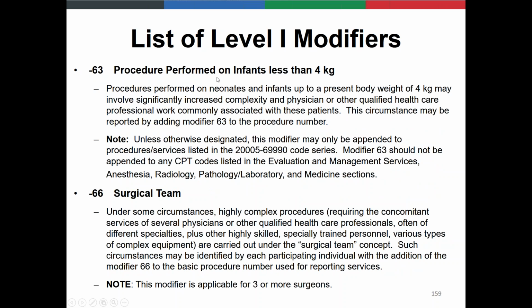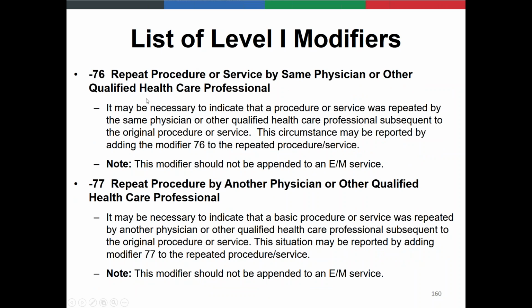There are actually procedures performed on infants less than 4 kilograms. Surgical team: highly complex procedures requiring the concomitant services of several physicians. And this is usually with transplants. You're going to have a surgical team that works in coordination with transplants of the different components of the surgery. This would be applicable if there are 3 or more surgeons. If it's fewer than 3 surgeons, then it would be the 62 modifier. If it's 3 or more, it's considered a surgical team, and then it would be 66, okay?